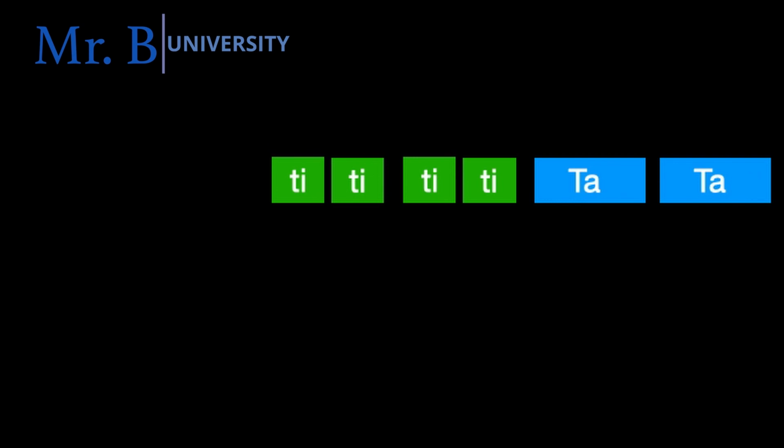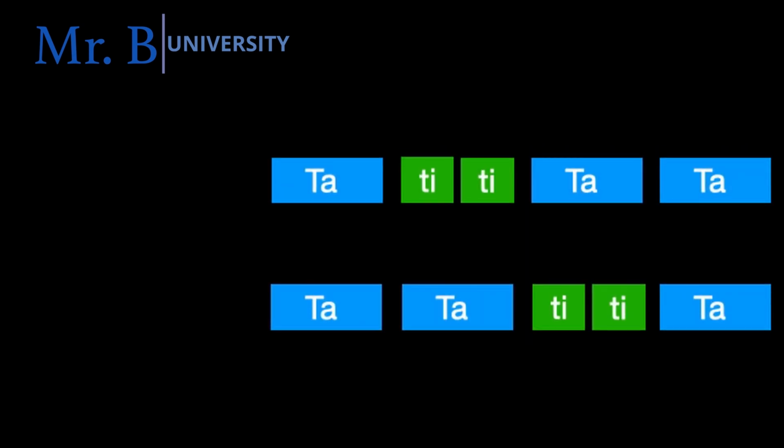Let's try another one. We have a ti, ti and then another ti, ti. 4 short sounds in a row, and then 2 longer sounds, ta and ta. Let's give it a try. 1, 2, ready, go. Ti, ti, ti, ti, ta, ta. Yeah, we have ti, ti, ti, ti first, and then ta, ta. Let's try it again. 1, 2, ready, go. Ti, ti, ti, ti, ta, ta. Good job.